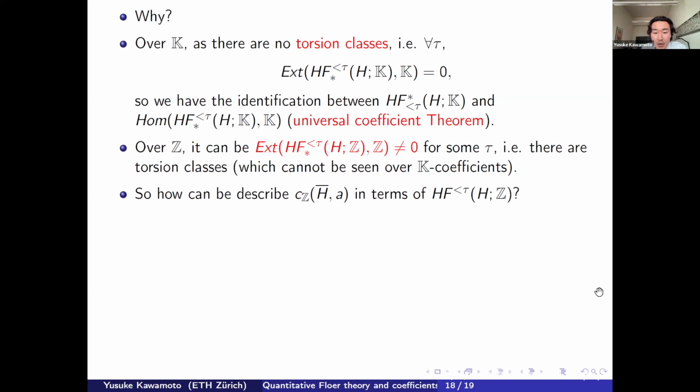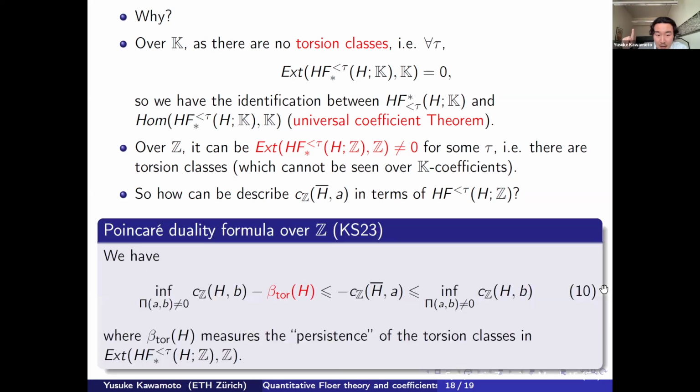So the question is, how can we describe the spectral invariant of H inverse in terms of the quantitative Floer homology of H? And the result I got with Shelukhin is the following. We almost have the Poincare duality formula, but you have to consider some error term, which basically measures the persistence of the torsion classes in this filtered Floer homology. If you consider Floer homology without any filtration, then it's going to be isomorphic to the quantum cohomology, and it has no torsion classes.